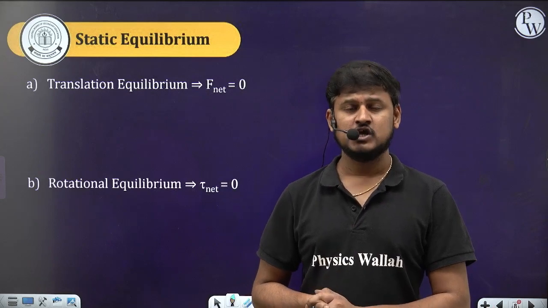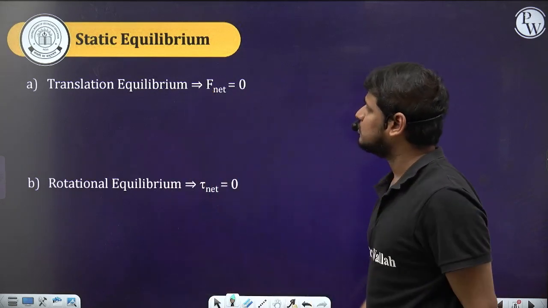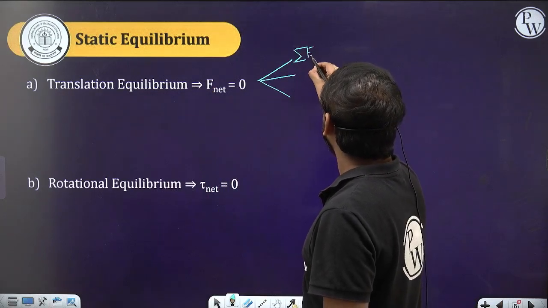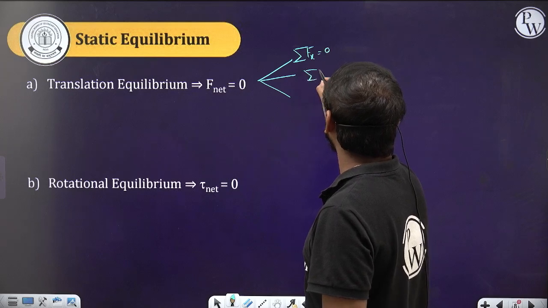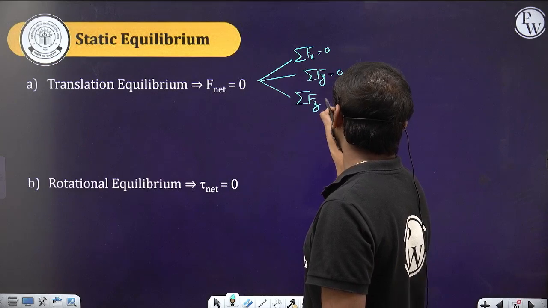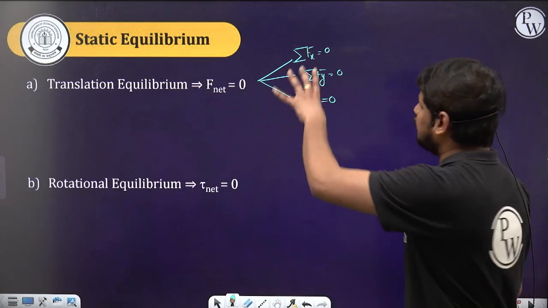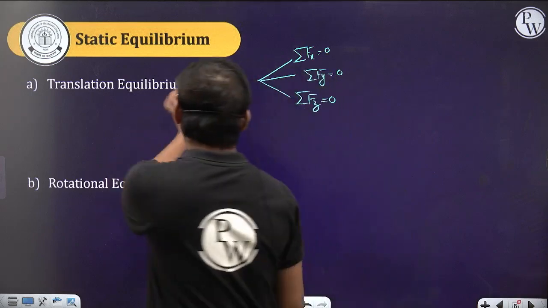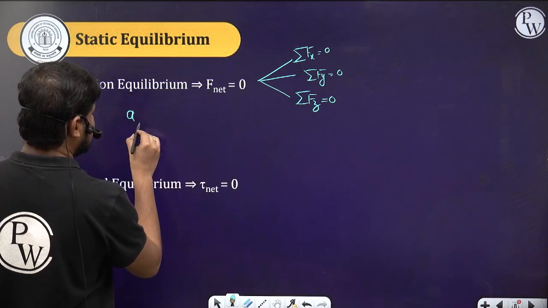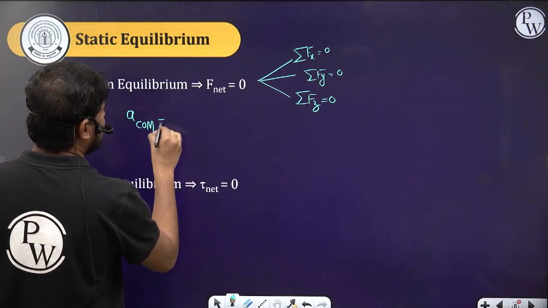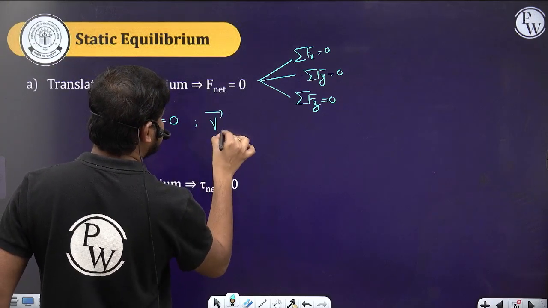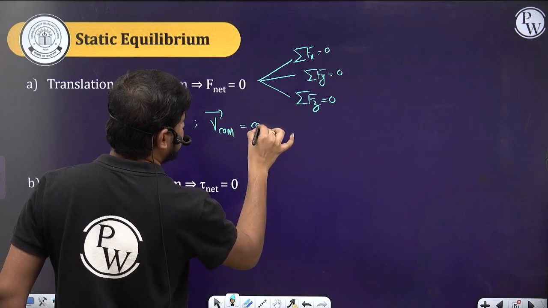Translational equilibrium. If the net force acting on the body is 0, it means the summation of forces in the x direction should be 0, the summation of forces in the y direction should be 0, and the summation of forces in the z direction should be 0. If the net force acting on the body is 0, we already studied in the motion of system of particles that the acceleration of center of mass will be equal to 0, and the velocity of center of mass will be constant.